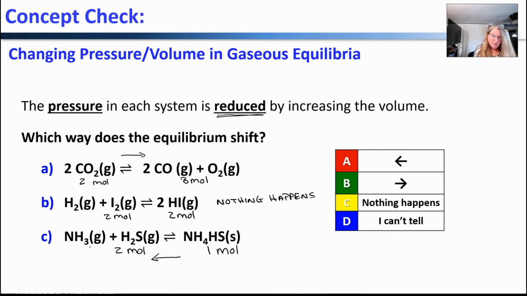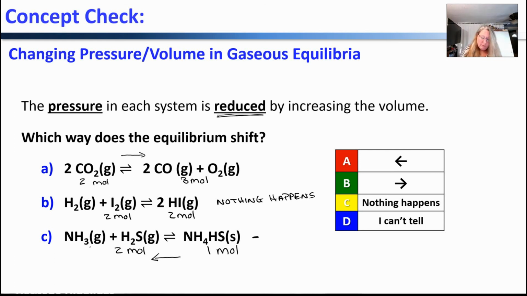So if my goal is to produce more product, then what would I want to do here? Would I want to decrease or increase pressure? Yeah, I would increase the pressure, forcing the reaction to generate fewer moles of gas, which makes the reaction favor the product. So it's pretty cool.